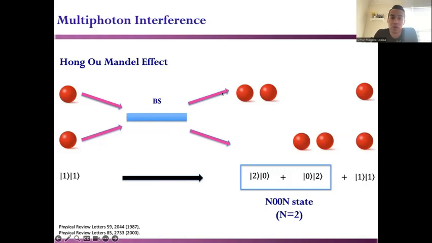You can have these 2 particles emerging through the upper port of the beam splitter, or you can have the 2 particles emerging through this other port, or you can have 1 particle going up and the other particle going down. If we apply the beam splitter transformation, we will see that we can have a state like that in the output. And this state that you see here is known as NOON state. In this case, we have an N equals 2 NOON state because we have 2 particles. And this state has been used for multiple applications in quantum sensing and quantum information processing.